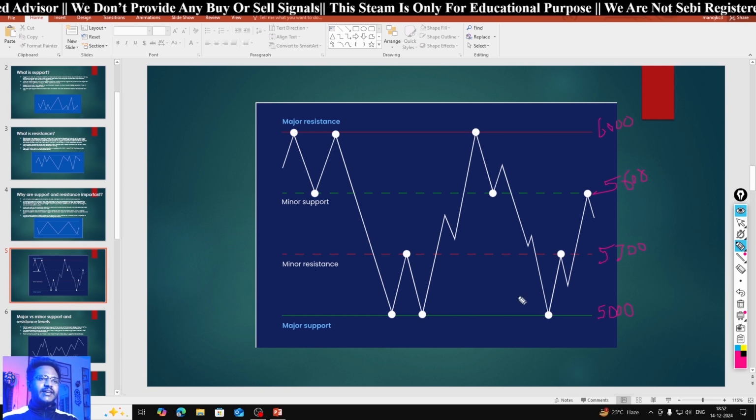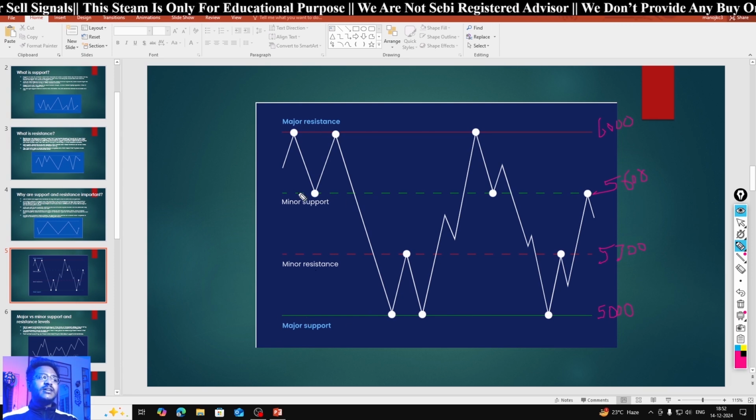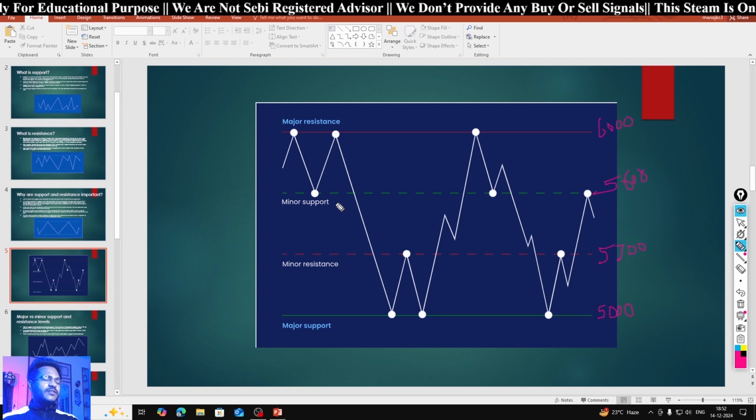So that is the reason mainly this thing has been used. And majorly, as I told you, the multiples of 500 and 1000 act like major support and resistance. In the middle, there might be a minor support and minor resistance, but this won't be very strong. But sometimes it can also try to push the market backwards.